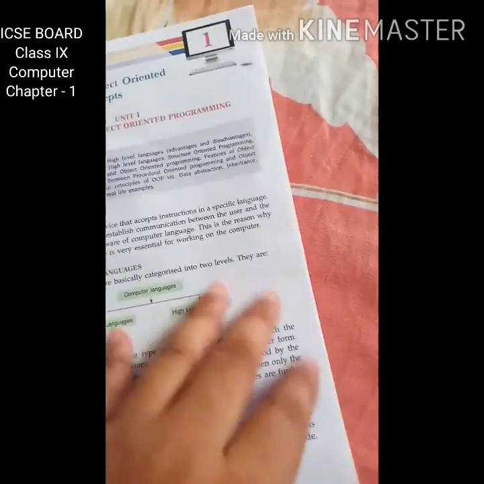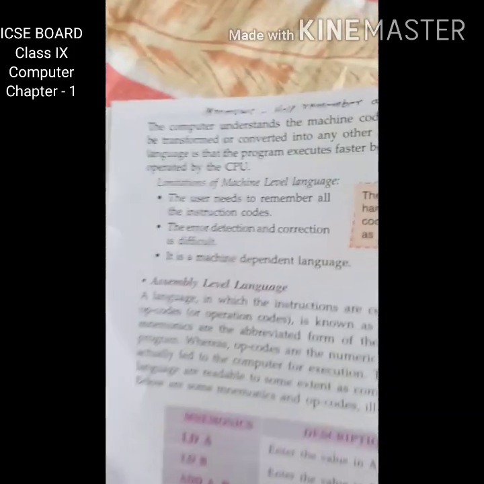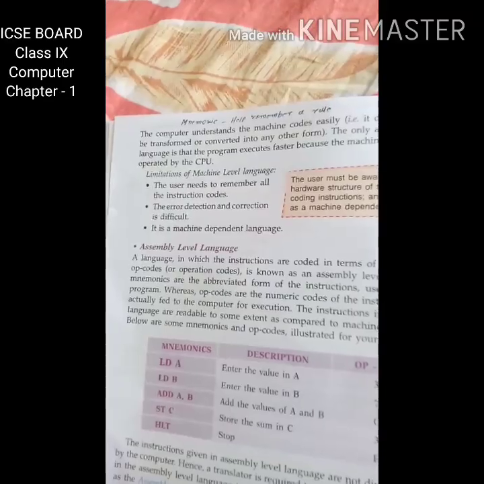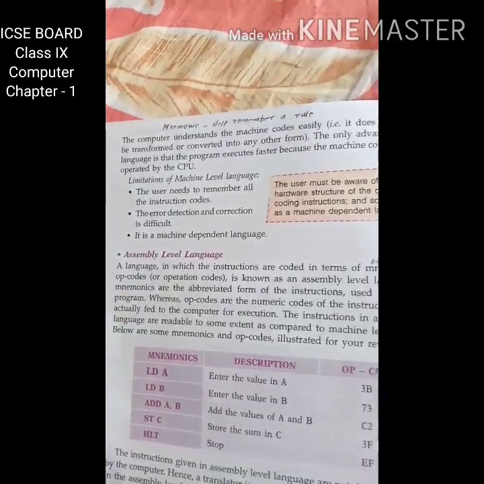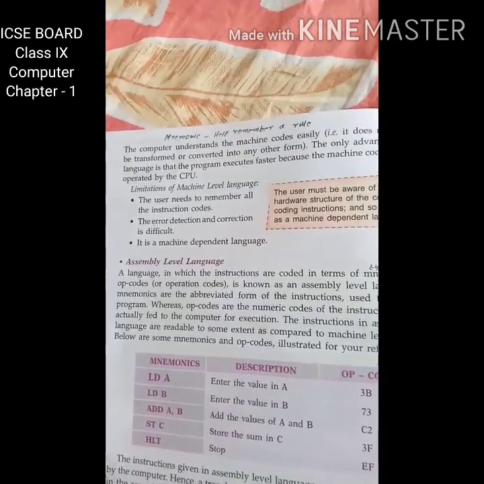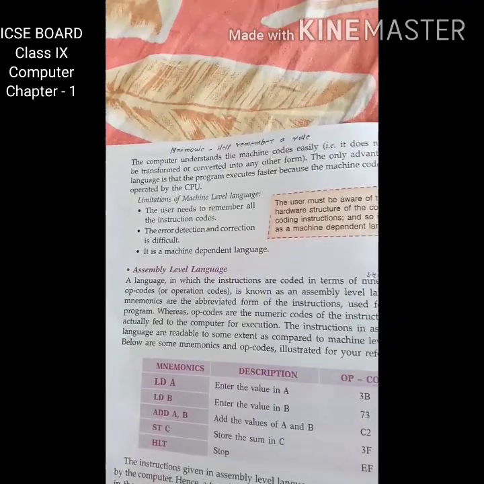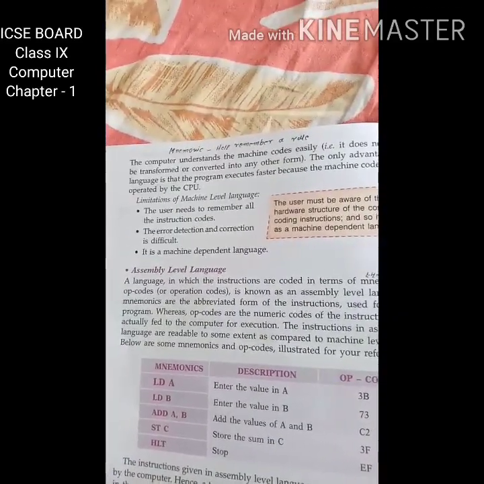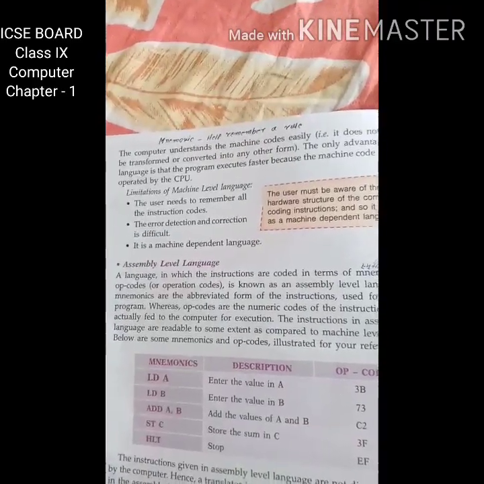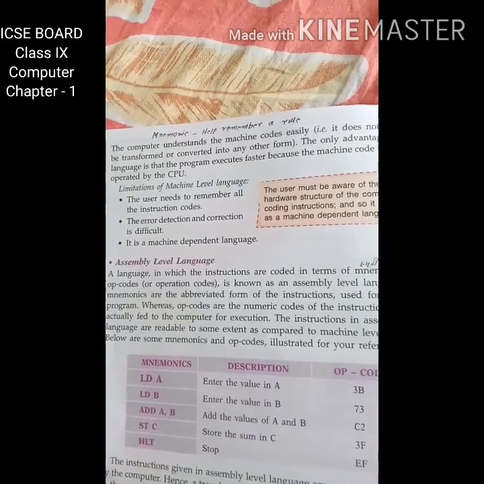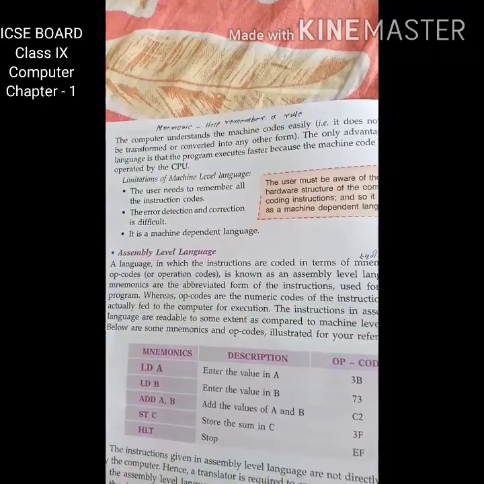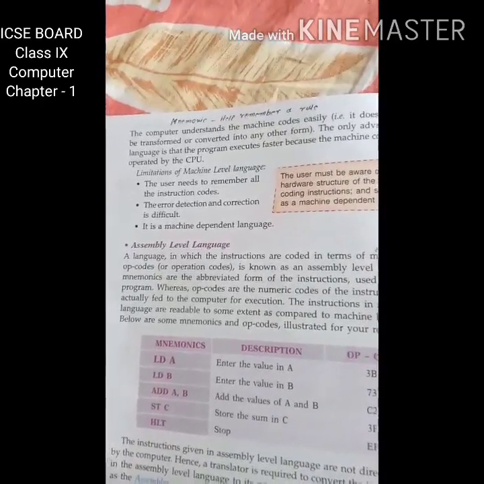And second is assembly language. The computer understands the machine code easily, 0 and 1, because computer architecture is designed to understand machine language only. Our CPU understands 0 and 1 and calculates very quickly, but computer does not understand English. That is why we use other languages like assembly language and high level language.